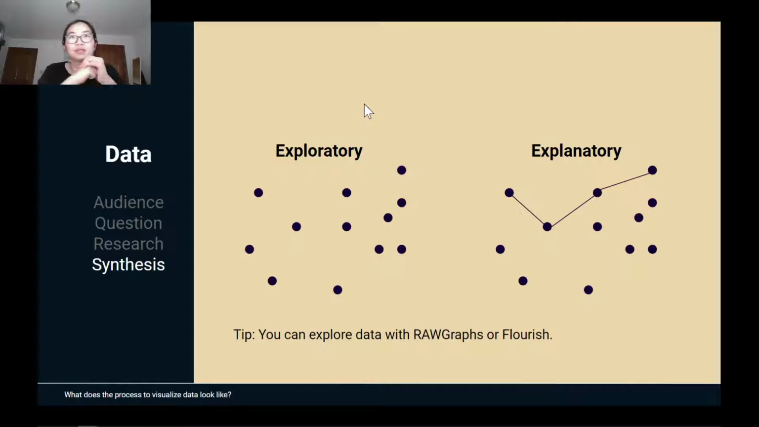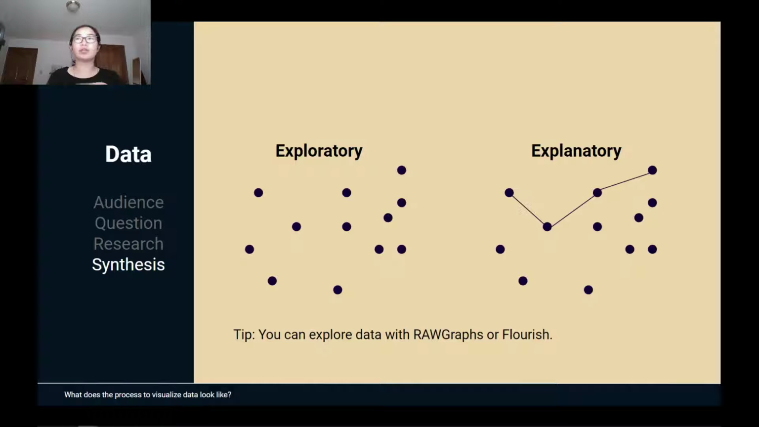During the synthesis phase, you kind of go back and forth, and it depends on how much data you have. If you have a really huge data set to work with, I'm thinking like 100 or more rows, then you're probably more likely to enter into the exploratory phase, which is when you're trying to figure out what's interesting for you to explore.